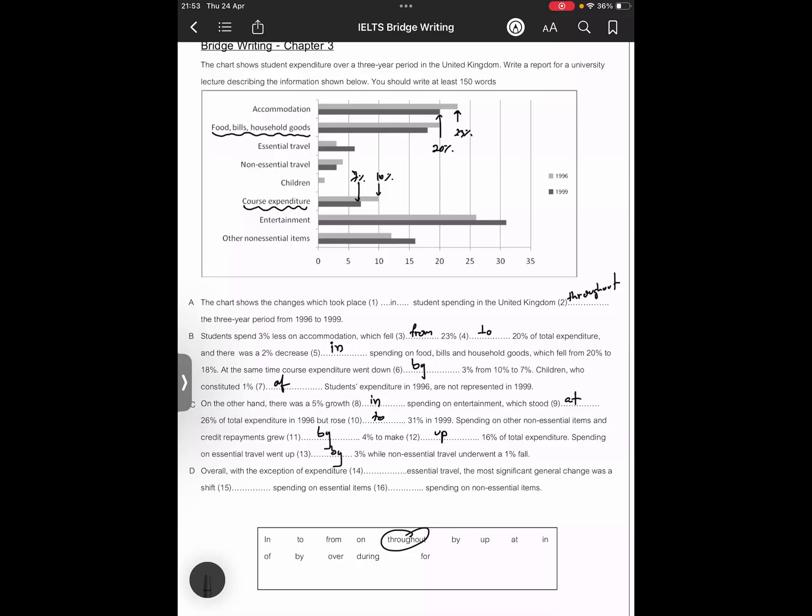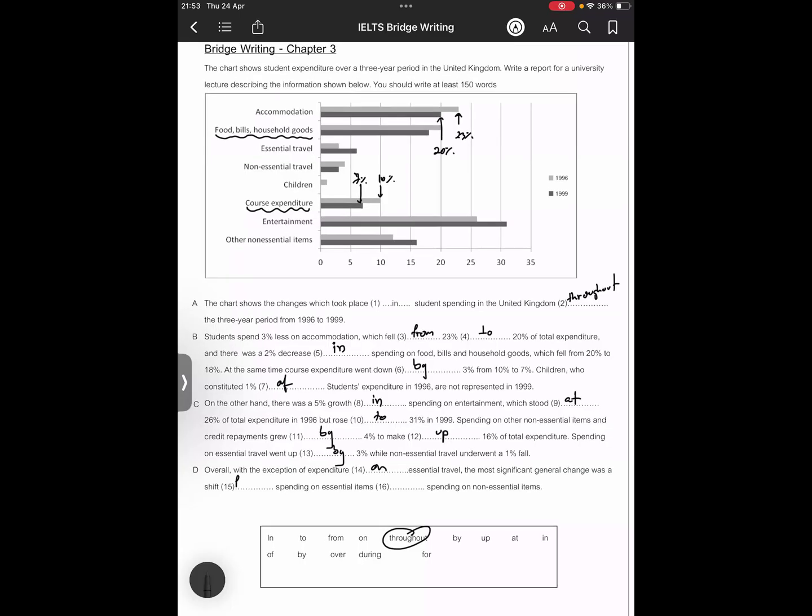Last paragraph: overall, with the exception of expenditure on essential travel, the most significant general change was a shift. What is it? A shift from spending on essential items to spending on non-essential items.